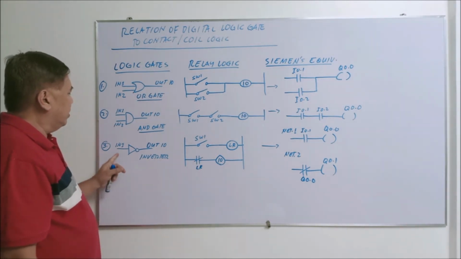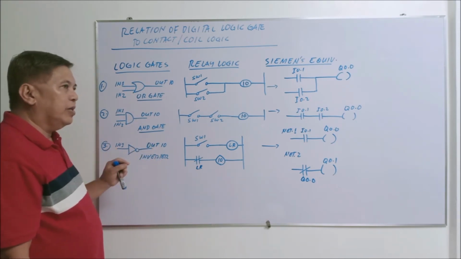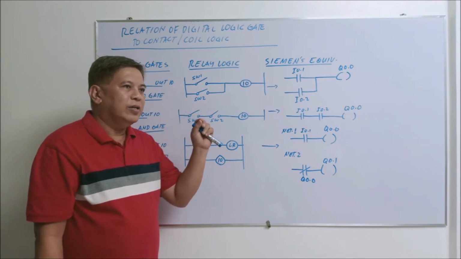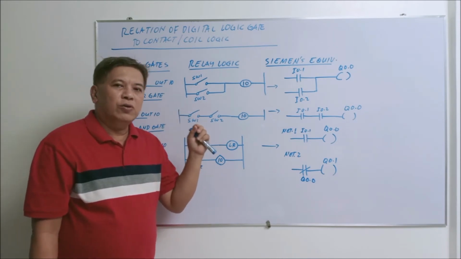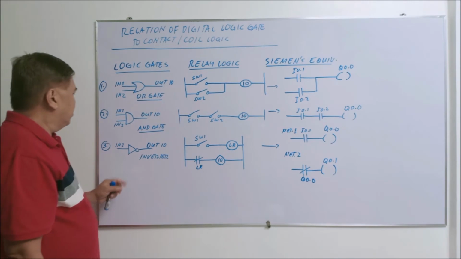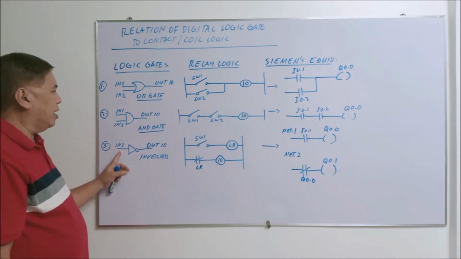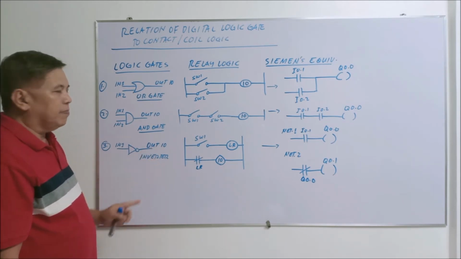Then we have here the third logic gate, the inverter. For the inverter, you have one input and one output only. In the inverter, we define it as: if the input is high, then the output is low. In other words, the output is always the complement of the input. The input again is represented by input 1, and the output is represented by out 10.